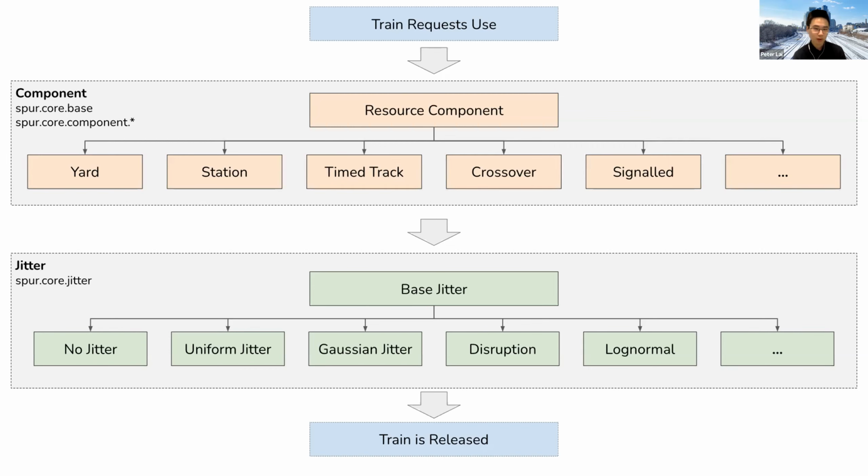So the modular design really enables the interchangeability of components and jitter types. So for example, if we want Gaussian jitter, but then we want to swap it out with the log normal jitter, we can do that very easily. So that interchangeability is one of the main benefits of Spur.